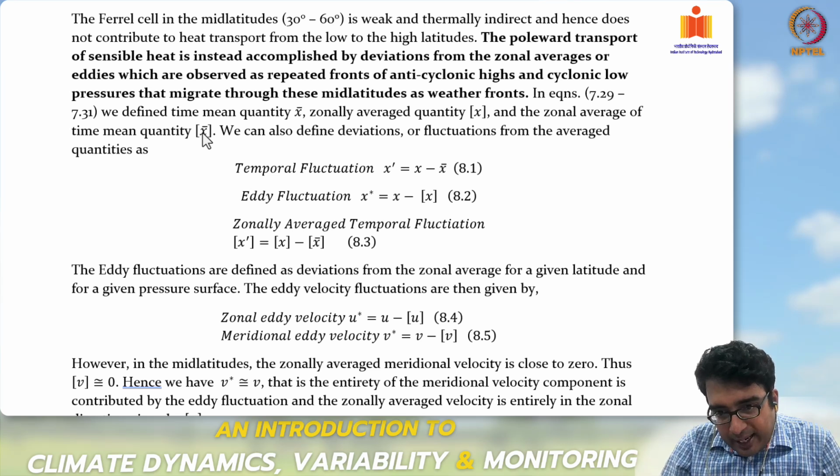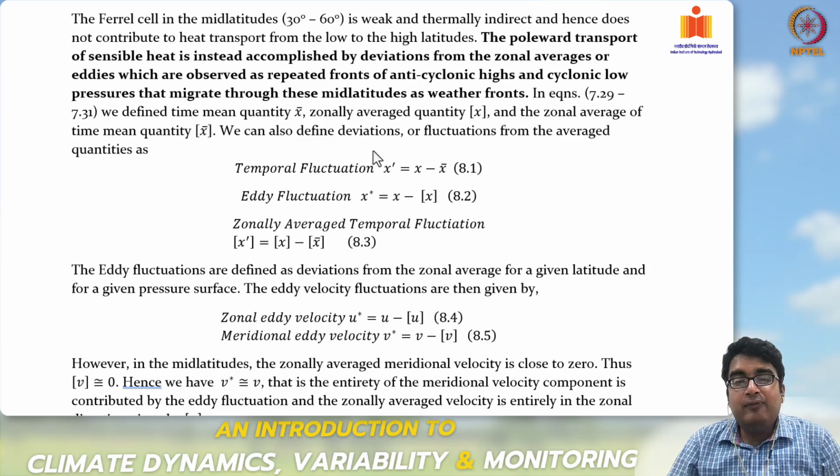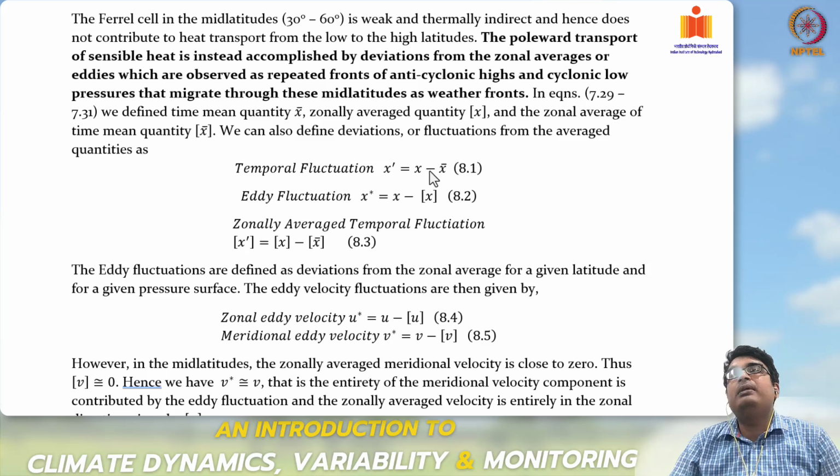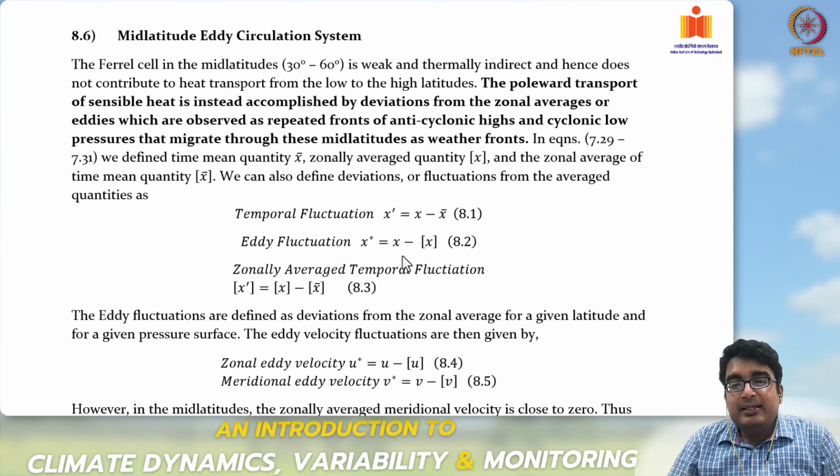We can also define the deviations from these mean quantities. So a temporal fluctuation, x prime, is the instantaneous value minus the time mean value. Clear? The eddy fluctuation, x star, and this is what we will discuss here, is the instantaneous value minus the zonally averaged value. That is the eddy fluctuation. Similarly, the zonally averaged temporal fluctuation is x prime hat, x prime under brackets.